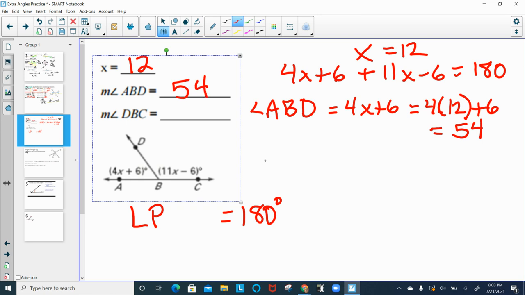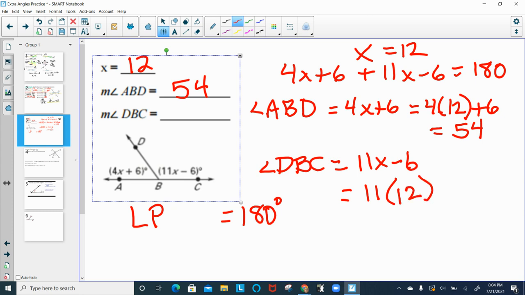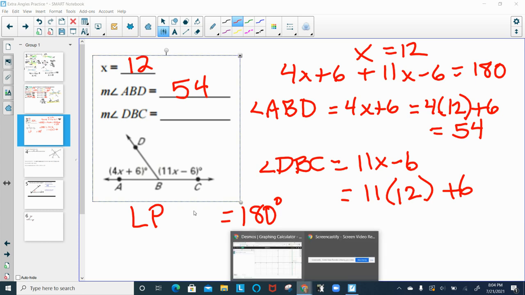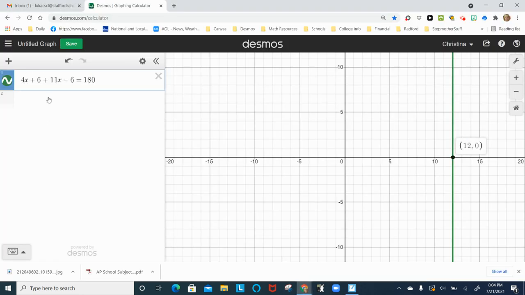And then if we do the same thing for angle DBC, that's obviously this other one, DBC. Kind of process of elimination there. That was the only one left. So plugging in 12 for x. Now that might not be so easy to do, so you might have to come over here to your Desmos. Let's see, minus 6. And that's 126.